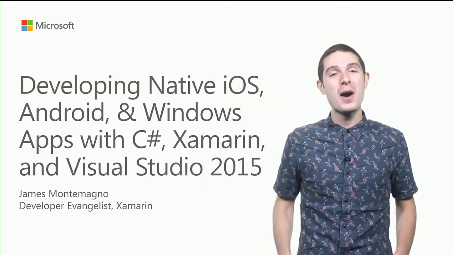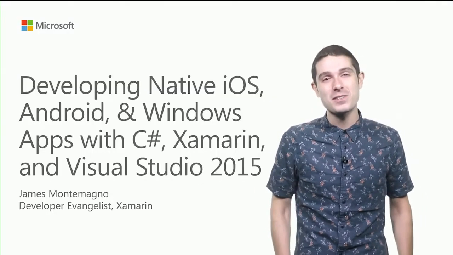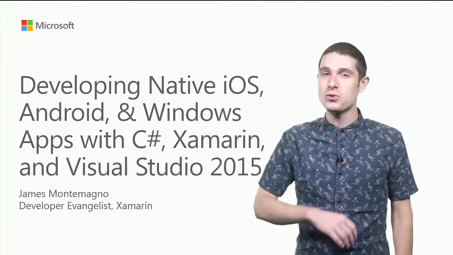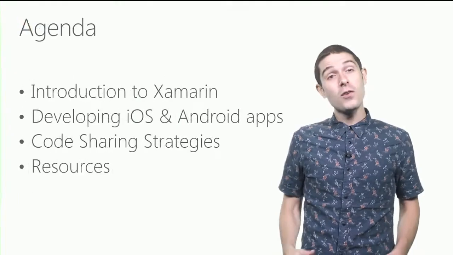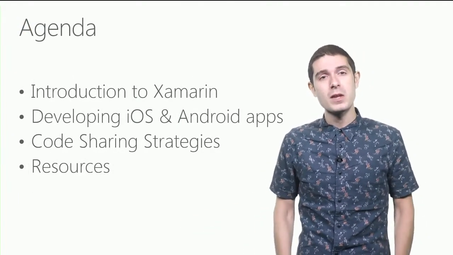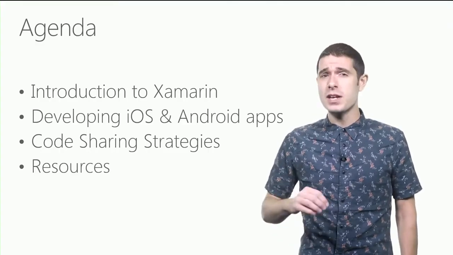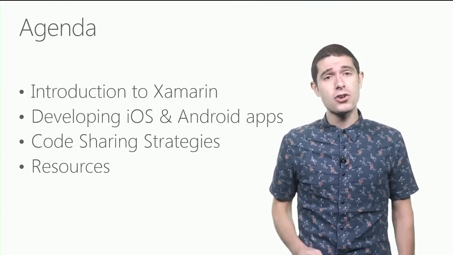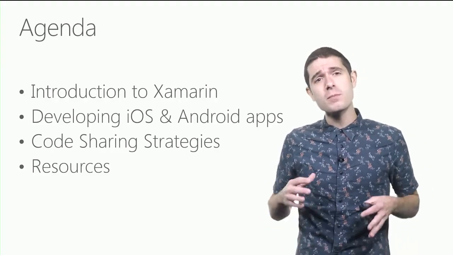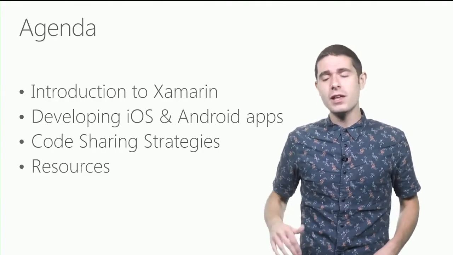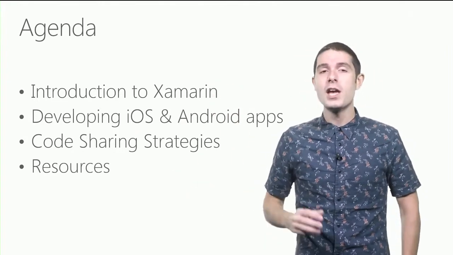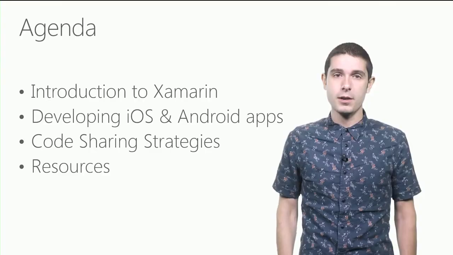And today I'm going to show you how to leverage your C# and .NET skills to build native iOS, Android, and Windows applications with Xamarin and Visual Studio 2015. First, we'll take a look at the entire Xamarin platform and everything Xamarin has to offer. And we'll see just how to build out those native iOS and Android apps all in C# inside of Visual Studio 2015. And also, we'll take a look at some popular code sharing strategies to leverage 50, 60, 70% more of code across all platforms. And of course, I'll show you just where to get started.